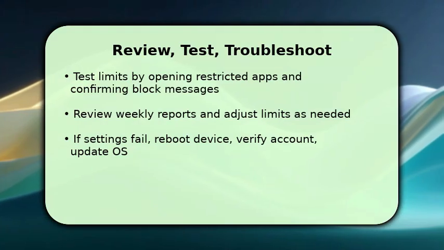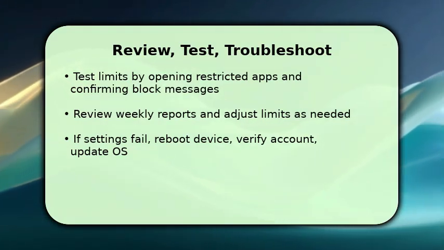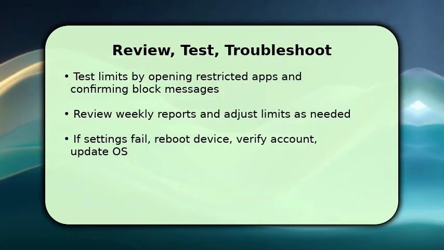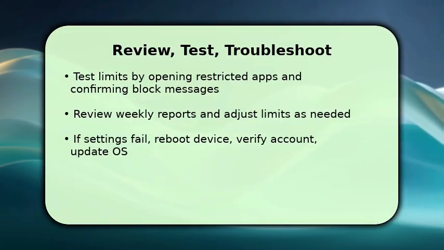To finish, test the settings. Open an app that should be limited and confirm it's blocked or requires the PIN. Review weekly screen time reports to understand patterns and adjust limits accordingly. This feedback loop is why monitoring matters.